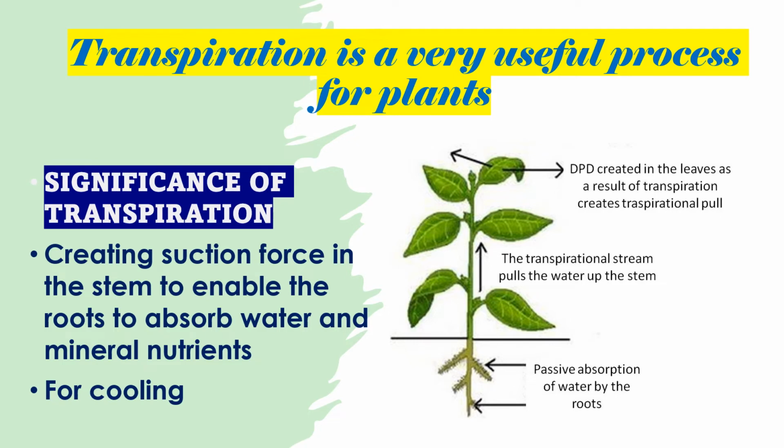First point, creating suction force in the stem to enable the roots to absorb water and mineral nutrients. This point we already discussed in the last video, right? Then the second significance is cooling. So two main significances are there for transpiration: creating suction force in the stem, and cooling. These are the two main uses or significance of transpiration.